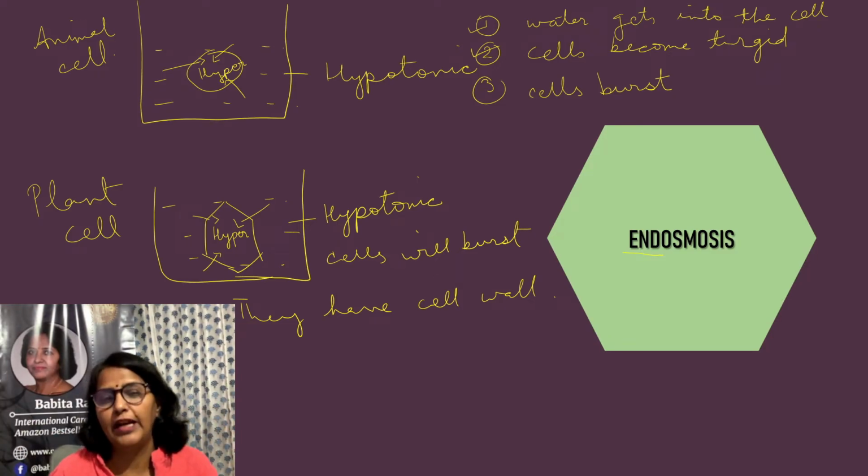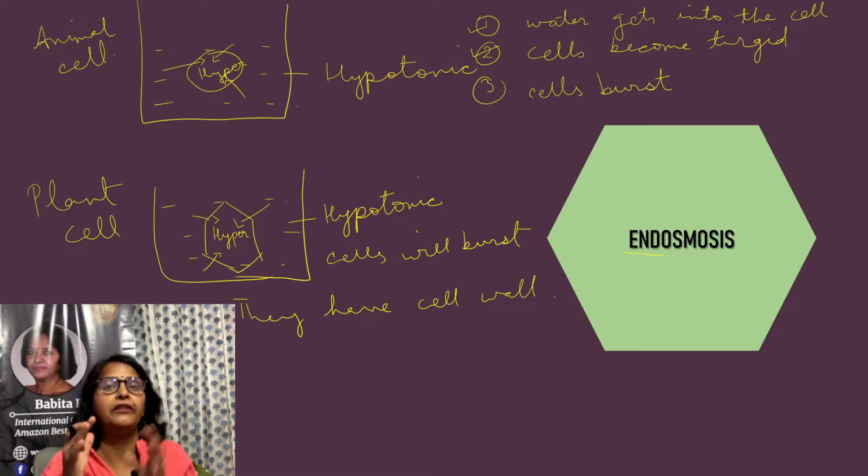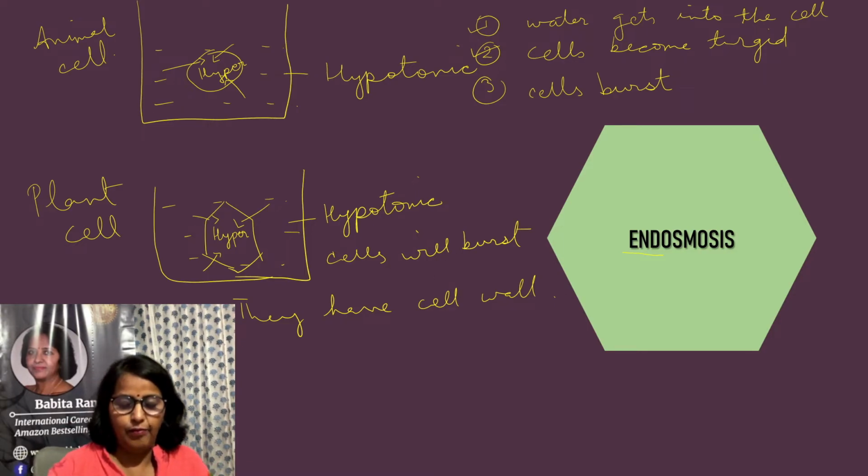But in case of a plant cell, this does not happen because they have a rigid cell wall around them. The cells will not burst in case of a plant cell.